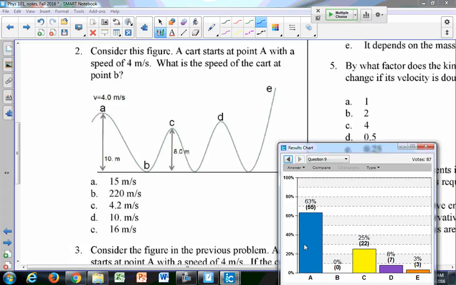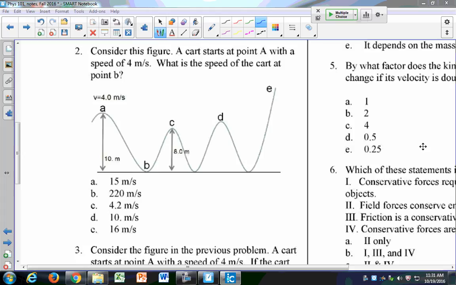Okay, I'm pretty sure A is right. Let me show you. You want to take your energy here, because I know the height and I know the speed, and then I'll set it equal to the energy there. Here I have both potential energy and kinetic energy, and down here, I only have kinetic energy. I have potential energy here because I'm at a height bigger than 0, and kinetic energy because my speed is more than 0, 4. Down here, I don't have potential because h is equal to 0.